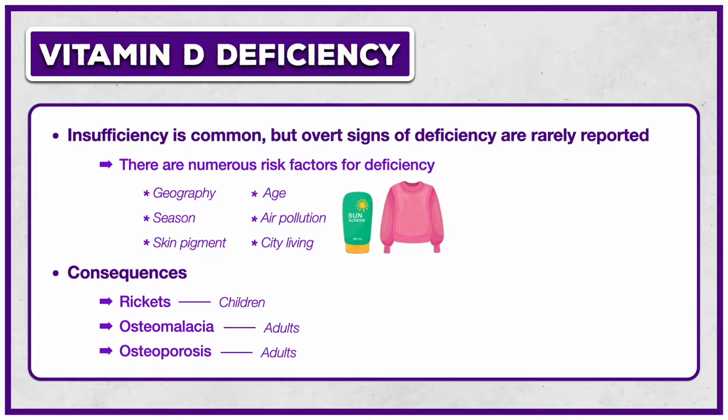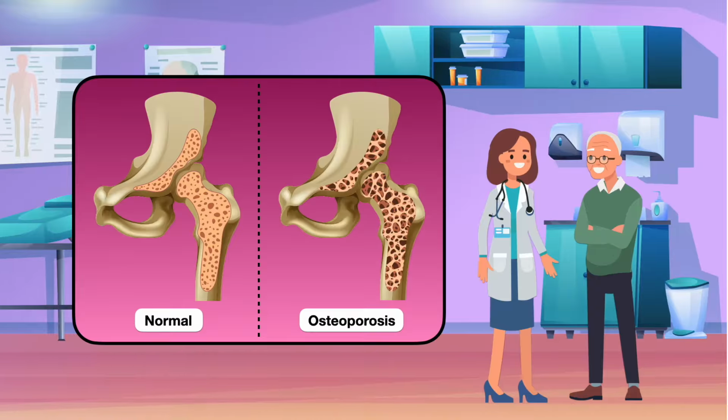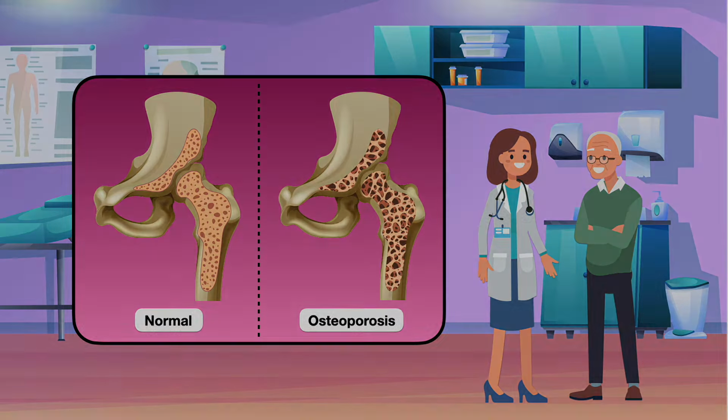Osteomalacia is the softening of bones, and osteoporosis is the hollowing of bone tissue that makes it fragile. This image shows what can happen with rickets. When growing bones have poor calcification, the force of gravity can cause them to bend out or in. In adults, chronic vitamin D deficiency can contribute to bone tissue loss, making them weak and susceptible to fracture.